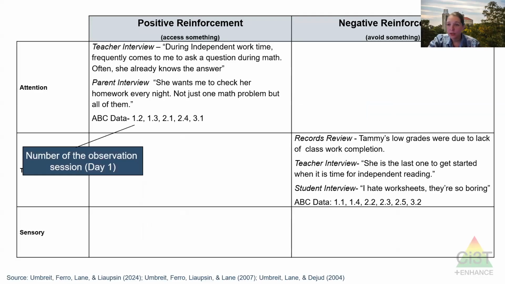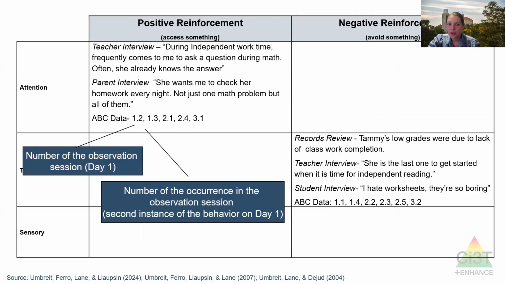So that 1.2 means the first day, and the 2 just means the occurrence. So like which row on the form was that? So 2.4 means the second observation day, and it's the fourth time the behavior occurred. And the reason why we set it this way is just so you can visually see where our information is falling. And that's going to help us figure out what might be the function.